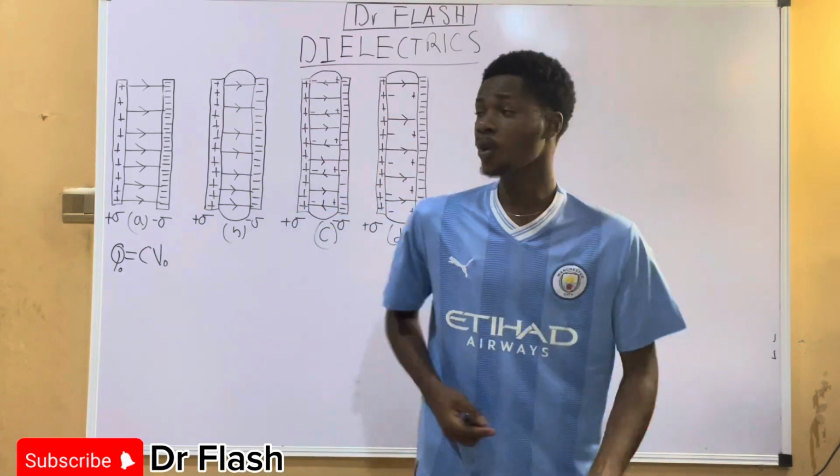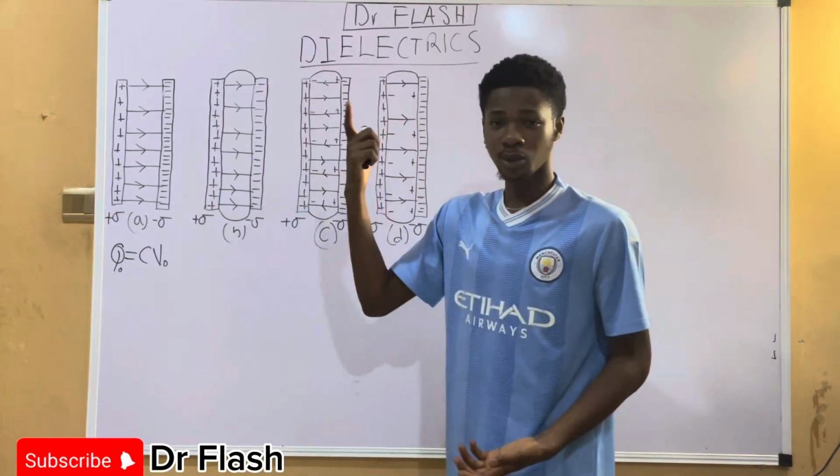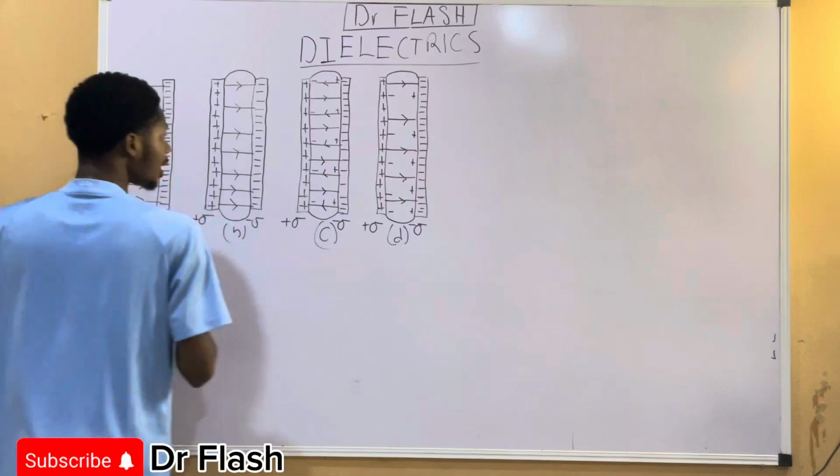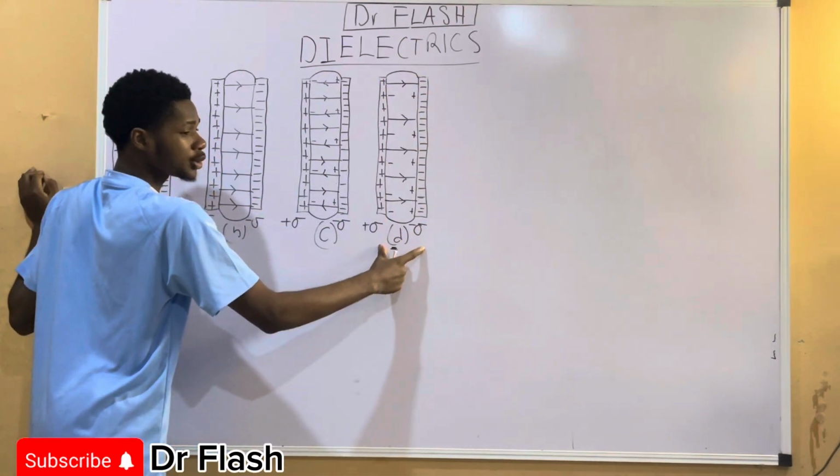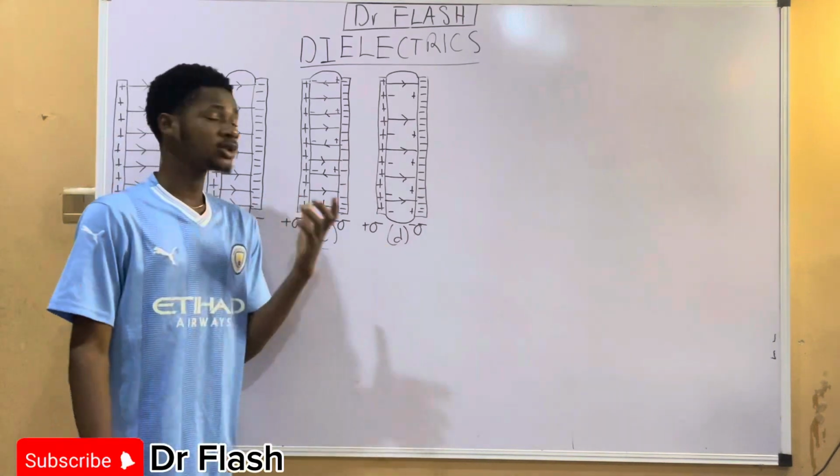Okay, some of them are going to cancel those going to the right along the line. After they've cancelled, we're going to be left with a new system, which we are seeing in option D. Okay, we're going to be left with a new system like this.